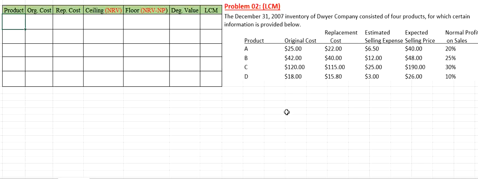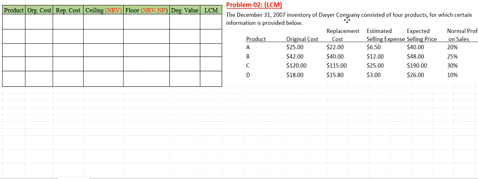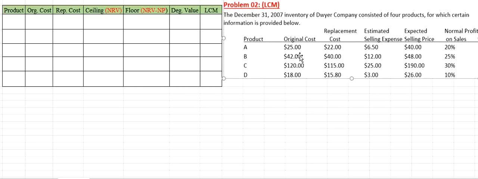of LCM rule numericals. The data is given to us. As usual, I've taken a screenshot so that you can have an experience of the question while I'm answering it. The data is given related to a company.